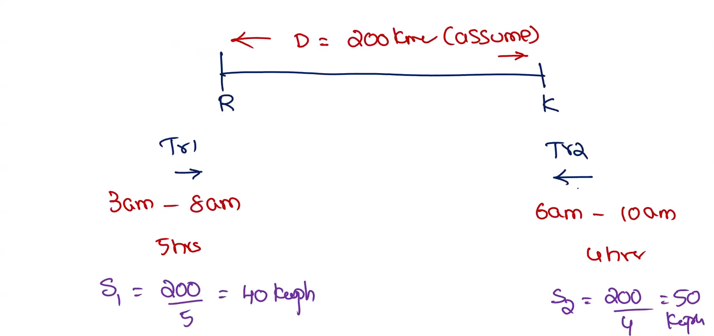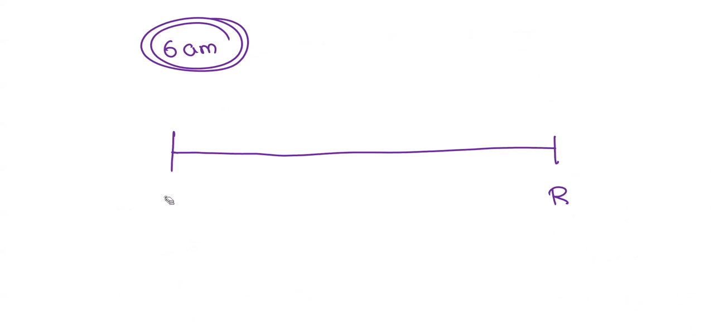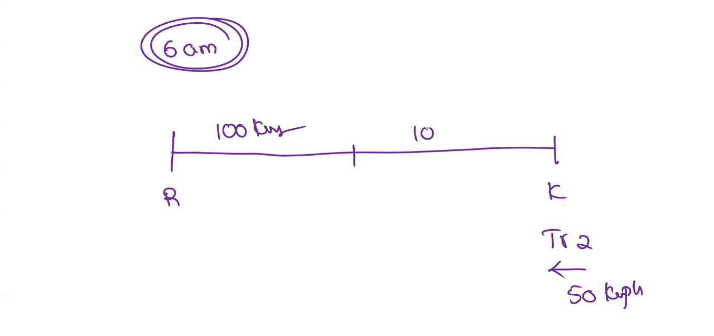At 6 a.m., train 2 is still at this place only. It's not starting at 6 a.m. Train 2 is ready with 50 kilometers per hour. But by the time train 1 has covered half of the distance, 100 kilometers are covered. Only 100 kilometers are pending. So train 1 is right now at this place.